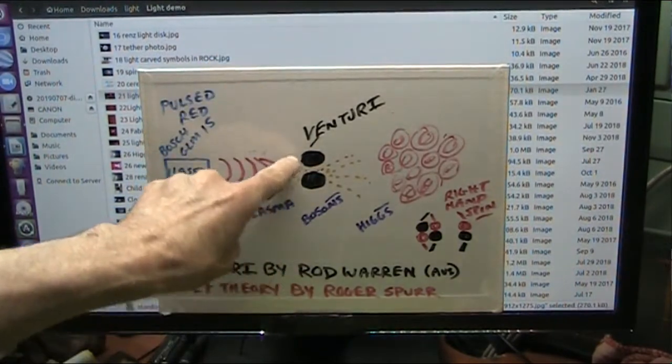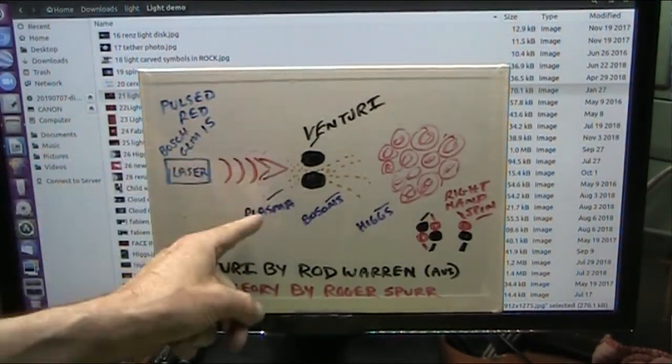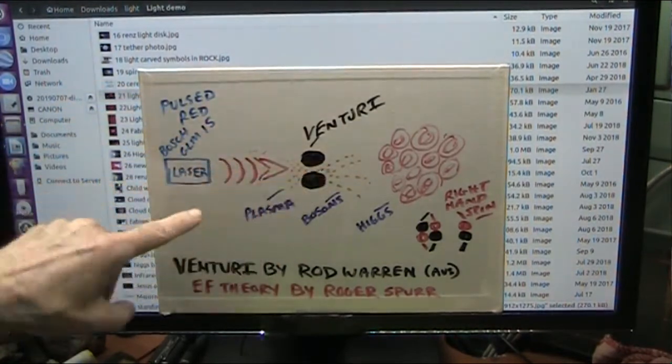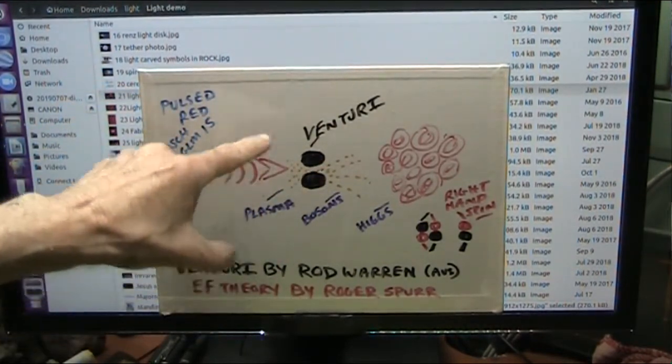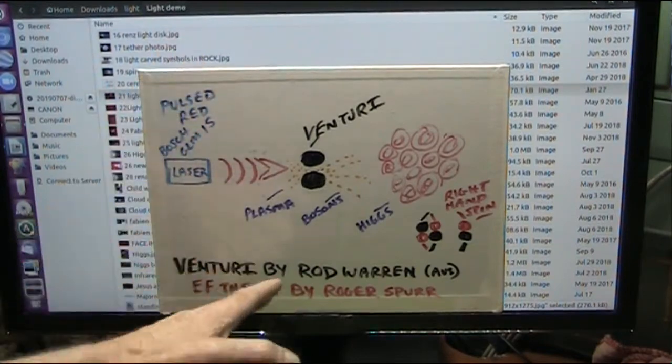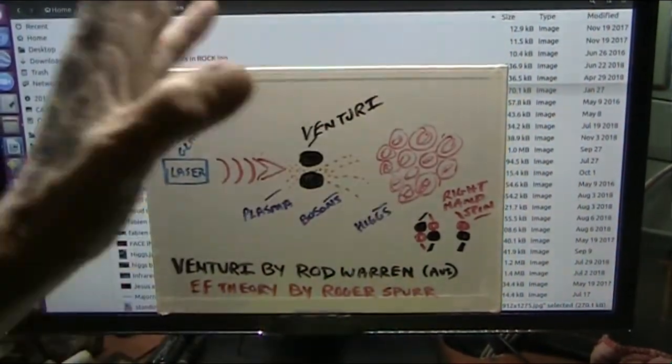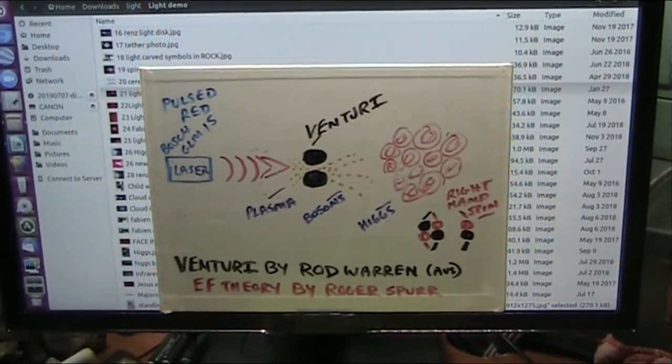So this is what caused this acceleration factor. That's what's called a Venturi. Just like airplane wings, it forced the light to compress and accelerate. And then we could see plasma, bosons, Higgs particles, the whole 9 yards, and that's what I will show you now.